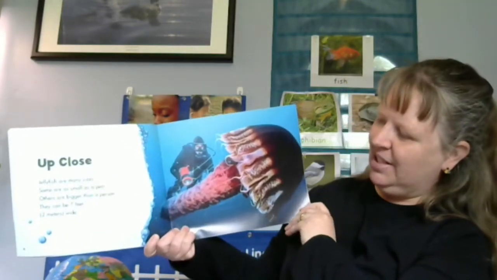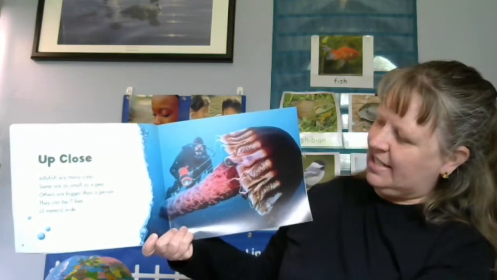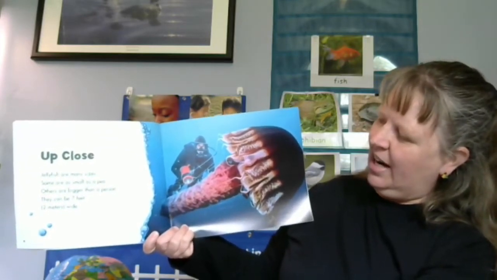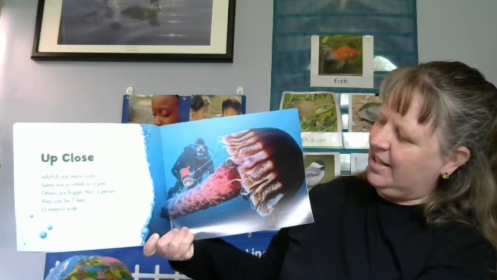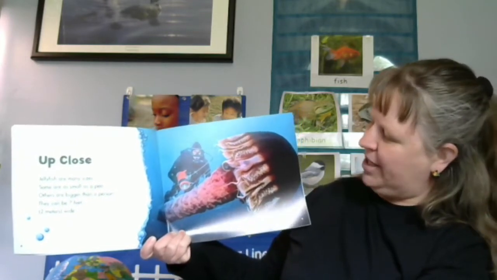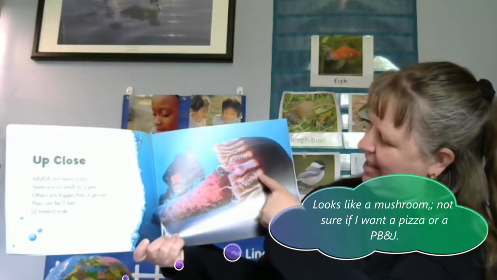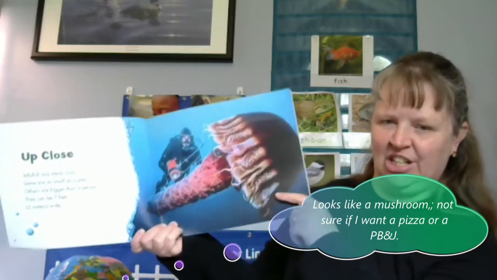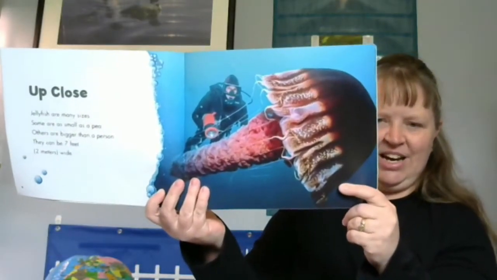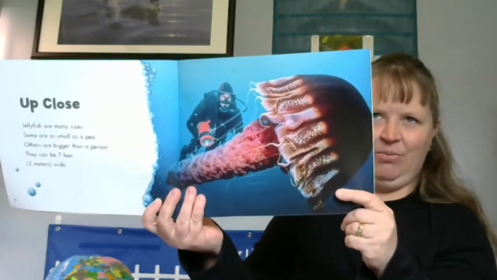Up close. Jellyfish are many sizes. Some are as small as a pea. Others are larger than a person. They can be 7 feet or 2 meters wide. And we can see this wonderful jellyfish here that is bigger than the diver who is right next to it. Wow, that's enormous.